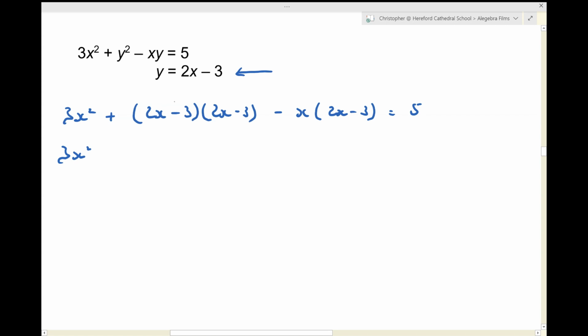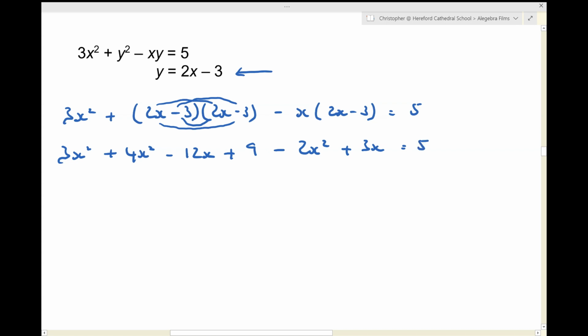So I've got to expand these two brackets. So that's going to give me 4x squared. Now minus 6x and minus another 6x is minus 12x. And then minus 3 times minus 3 is plus 9. Minus, outside this bracket, 2x squared plus 3x equals 5. Tidy up the left-hand side. 7x squared minus 2x squared, 5x squared, minus 12x plus 3x, minus 9x. And then I've got plus 9 there, and that equals 5. Subtract 5 from both sides. 5x squared minus 9x plus 4 equals 0.